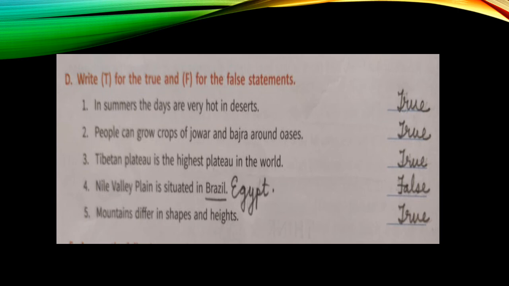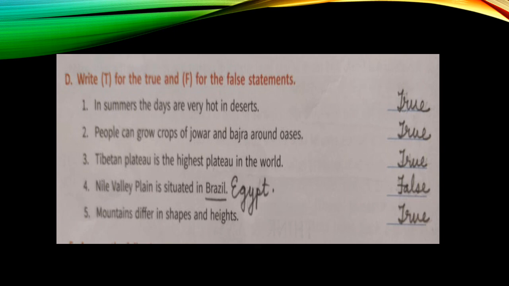So number 1, in summers the days are very hot in deserts. It is true. People can grow crops of jowar and bajra around oases. That is also true. It is the fertile land in desert. Tibetan plateau is the highest plateau in the world. It is also true, and it is called the roof of the world. Nile Valley Plain is situated in Brazil. This answer is wrong, so we will write there false and we will correct it. Brazil will become Egypt.